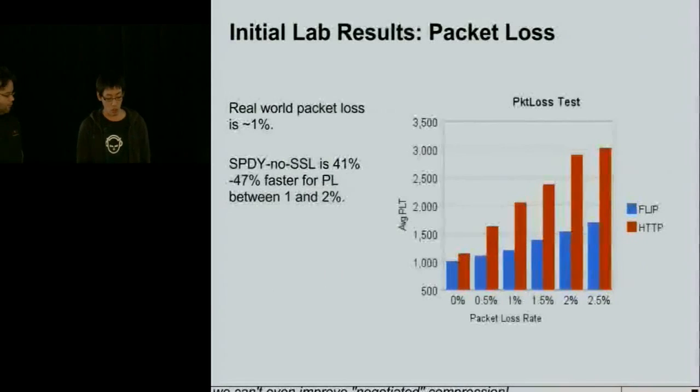So with real-world packet loss set to 1%, SPDY. Oh, sorry. The slide says flip. That was the internal code name for SPDY before we settled on SPDY. So whenever you see flip, we mean SPDY. So we did do some internal lab tests of SPDY not over SSL. You can see that the results were pretty promising. It was very exciting: 41 to 47% faster for packet loss between 1 and 2%.